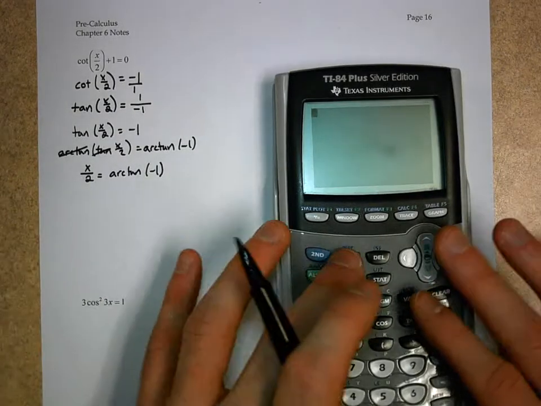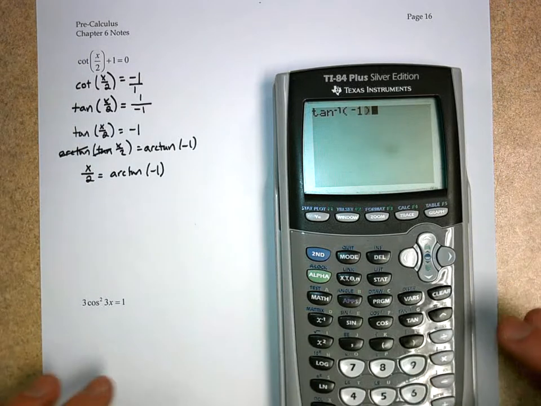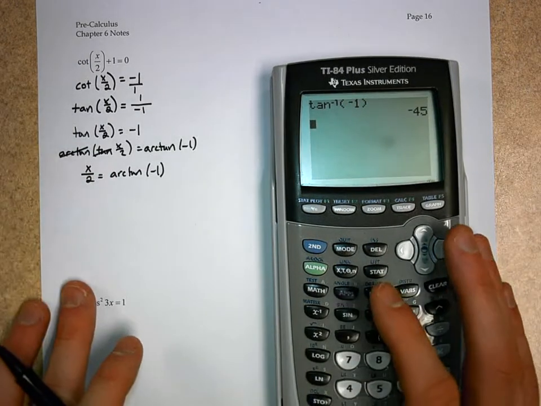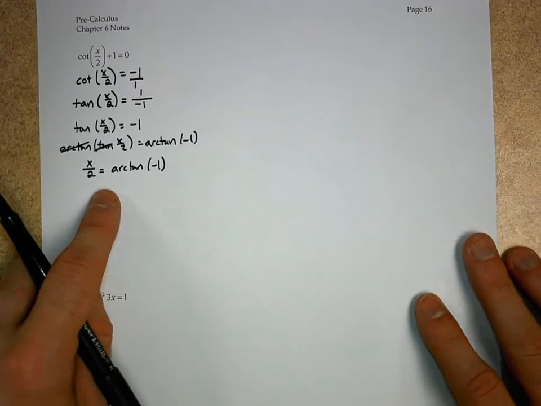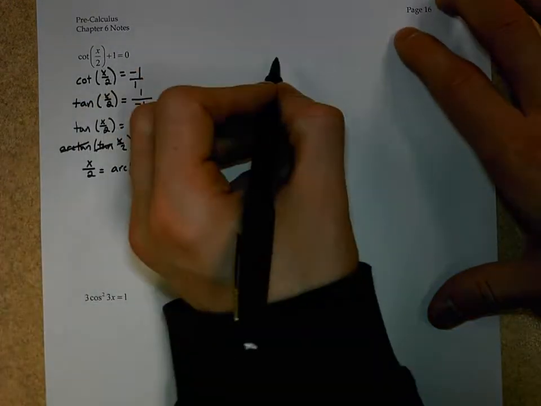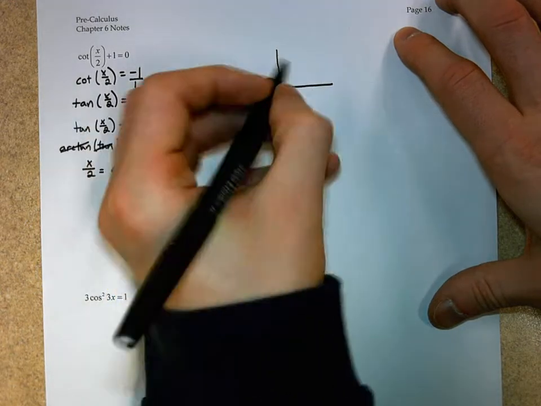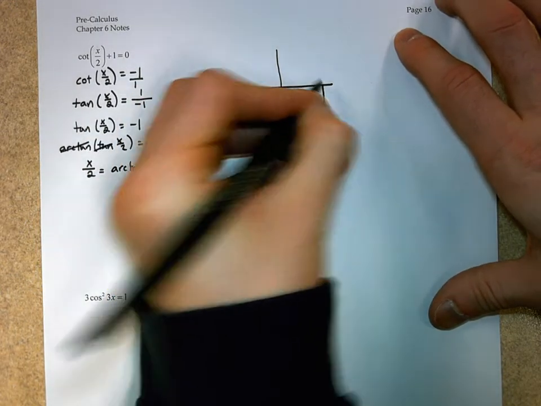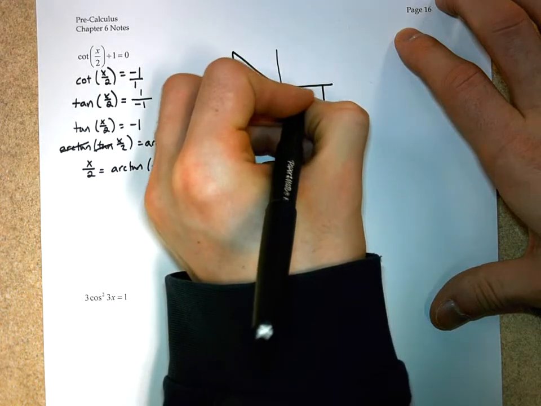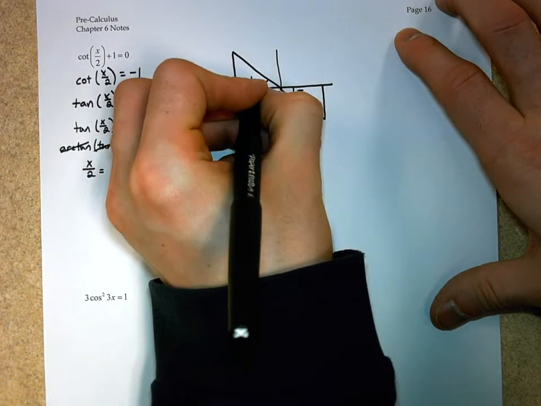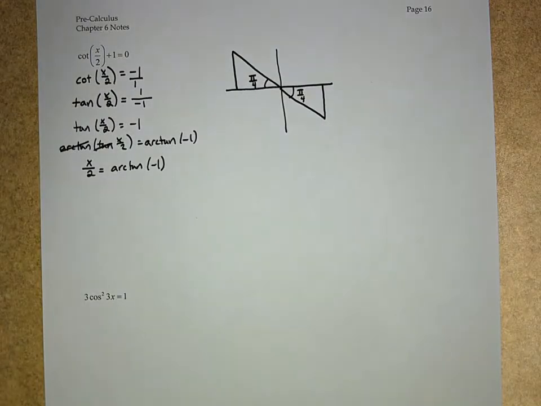And if we go to our calculator, the arctangent of negative 1 we can see is going to be a negative 45-degree angle. And we know tangent is negative in the second and the fourth quadrant. So we know this is going to be a pi over 4 angle, and this is pi over 4, as that's what 45 degrees is in radians.